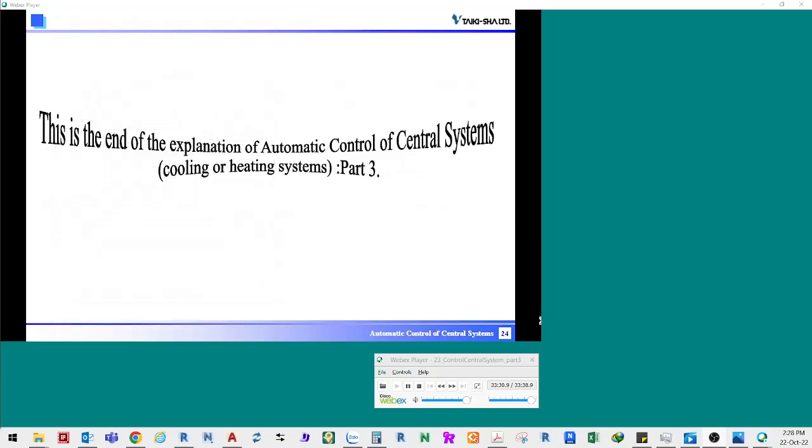This is the end of the explanation of automatic control of central systems, Part 3.